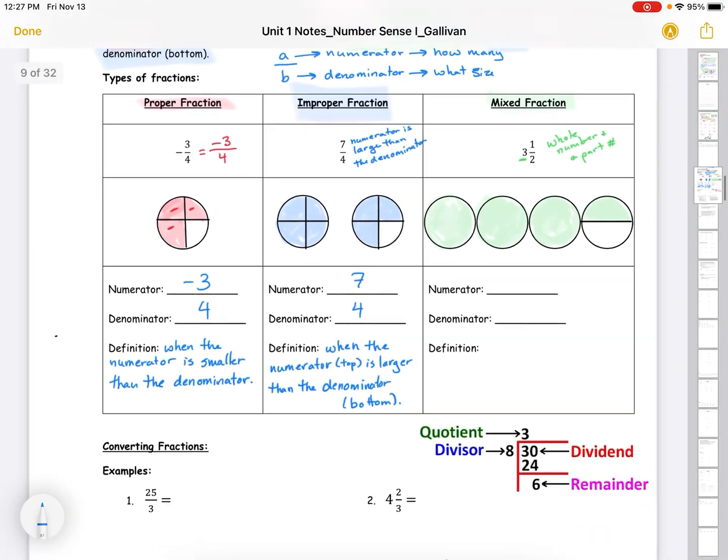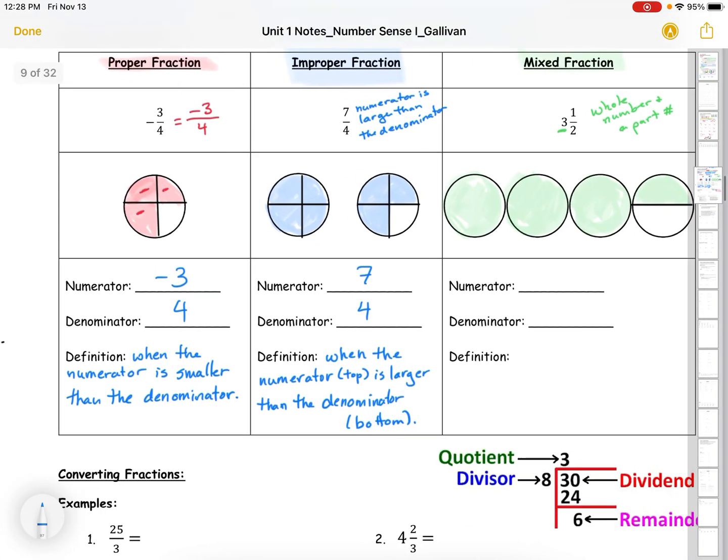Okay? Now, when I have a mixed fraction, my numerator, oh my goodness, we just got a musical interlude here because I'm recording this in the school, and this is telling kids it's time to get to class. So please bear with me with my background music.